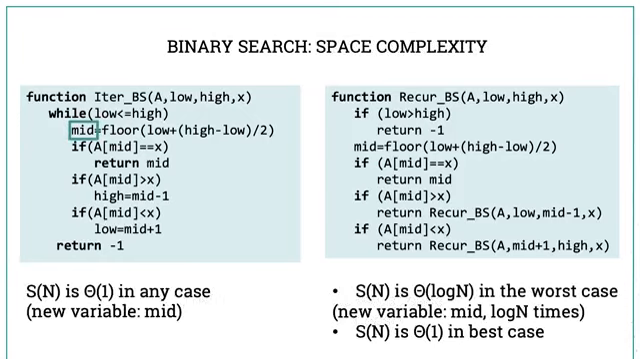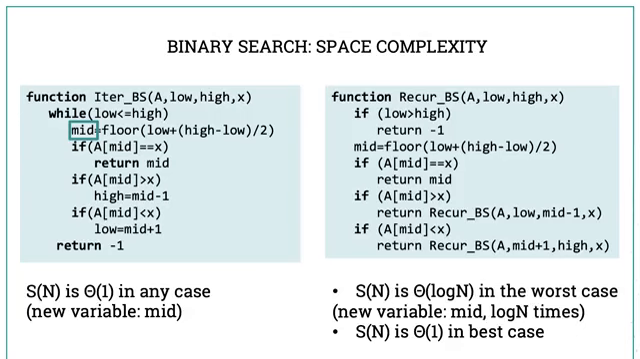In terms of space complexity, both implementations differ. The iterative version only creates a single new variable, mid. Therefore, its space complexity is theta 1. On the other hand, the recursive implementation creates a new variable mid every time a new recursive call is made. As the maximum number of recursive calls is log n, then the space complexity of the recursive implementation is theta log n.